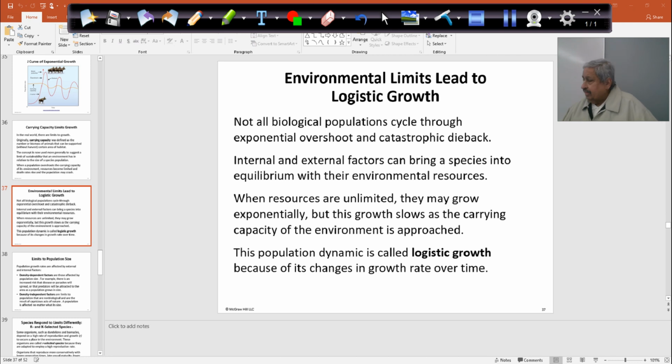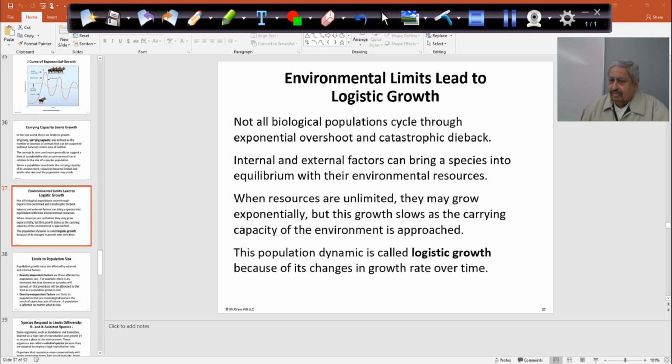Start on this slide here. If you look, environmental limits lead to logistic growth. Not all biological populations go through the exponential overshoot and catastrophic dieback. As a matter of fact, some communities really survive and they flourish and they grow.